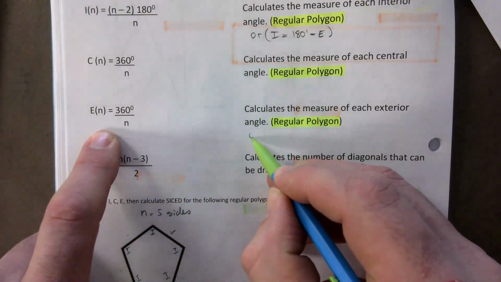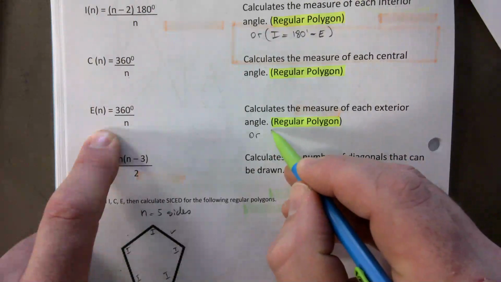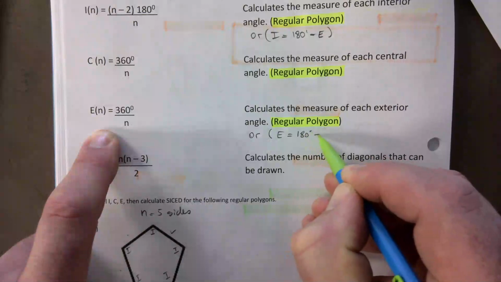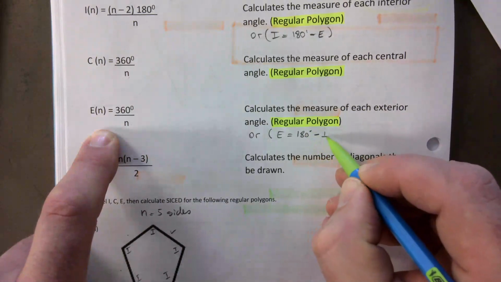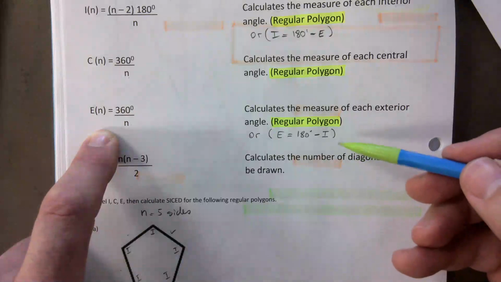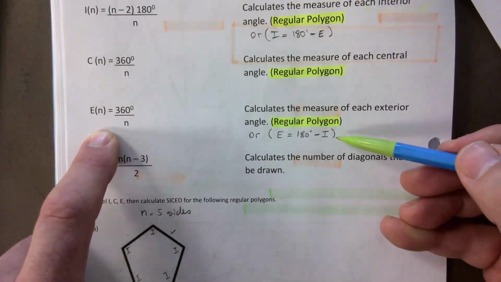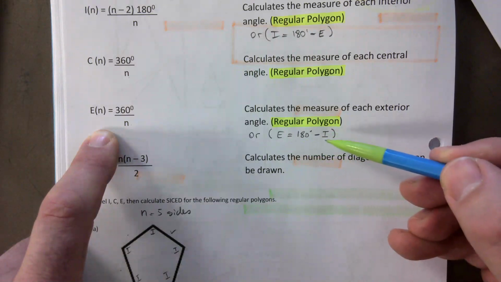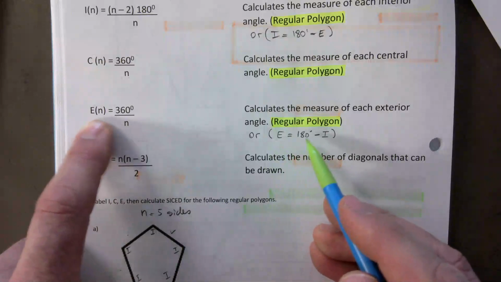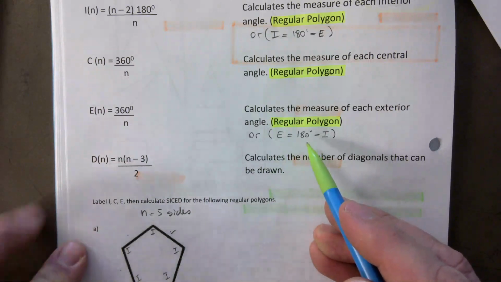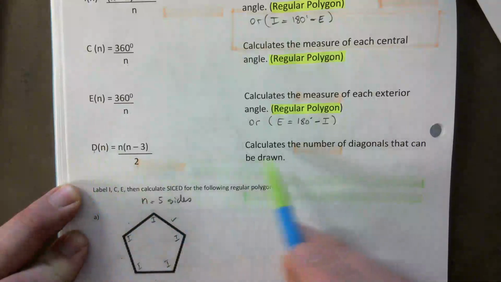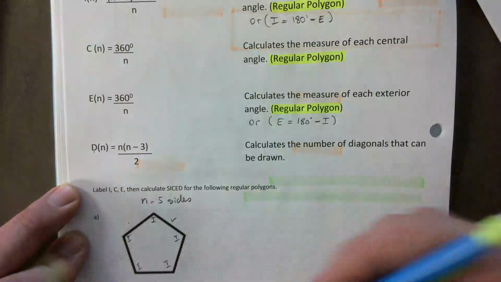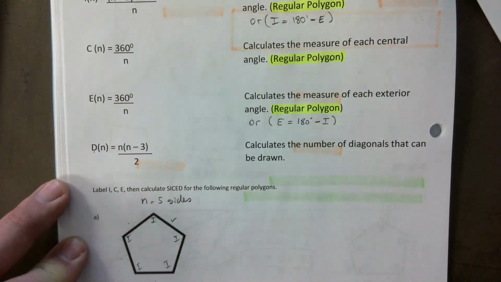And let's add the or. Or, how else can you find your exterior angle? 180 minus I, right? There you go. So this one is still applicable, but you need to know your interior angle if you want to use this formula. But I would definitely have the or here, that you can use it if you need to. D calculates the number of diagonals that can be drawn. More on this a little later as we're doing this right now.